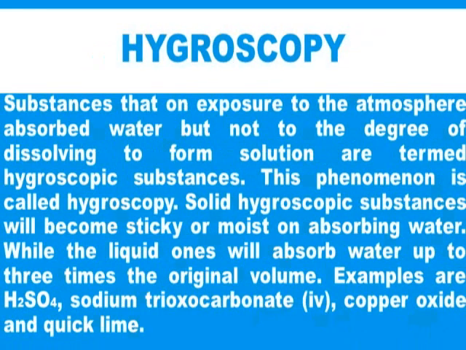Now let's see the next terminology, being hygroscopy. What is hygroscopy? Substances that on exposure to the atmosphere absorb water, but not to the degree of dissolving to form solution, are termed hygroscopic substances. This phenomenon is called hygroscopy. Solid hygroscopic substances will become sticky or moist on absorbing water, while the liquid ones will absorb water up to 3 times the original volume. Examples of hygroscopic substances include tetraoxosulfate 6 acid, you can see it here, sodium trioxocarbonate 4, copper oxide, and as well quicklime. And you know that quicklime is calcium oxide.